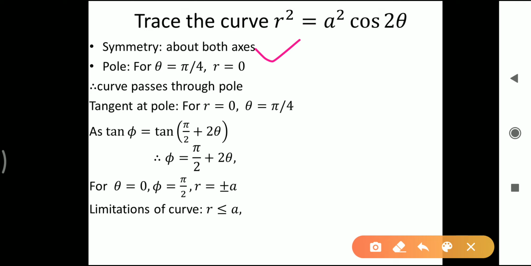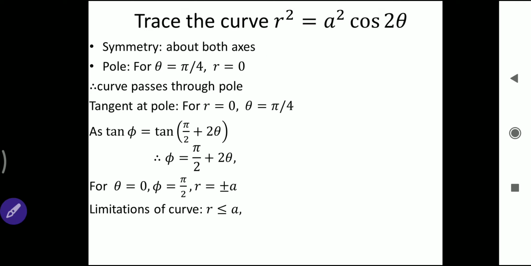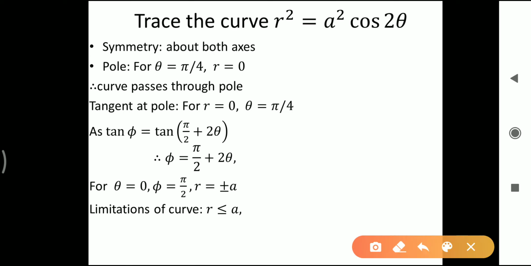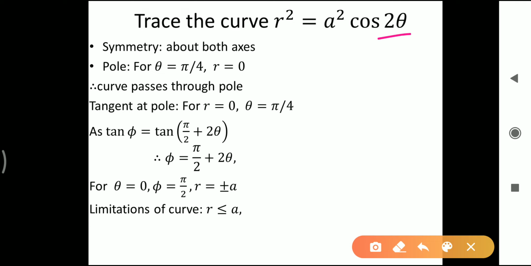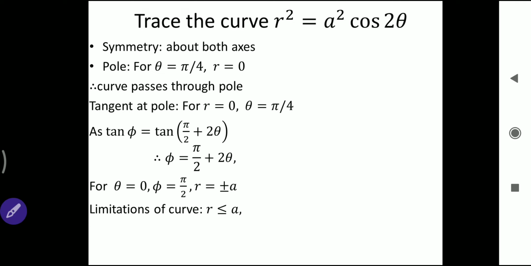Fine. Then the next thing we check is whether the curve is passing through the pole or not. You are supposed to get a value of theta which will make r equal to 0. For example, if you put theta equal to pi by 4, then 2 theta is pi by 2 and cos of pi by 2 is 0. That means when theta is pi by 4, r becomes 0. So the curve will pass through the pole, because we are getting one theta which makes r equal to 0.